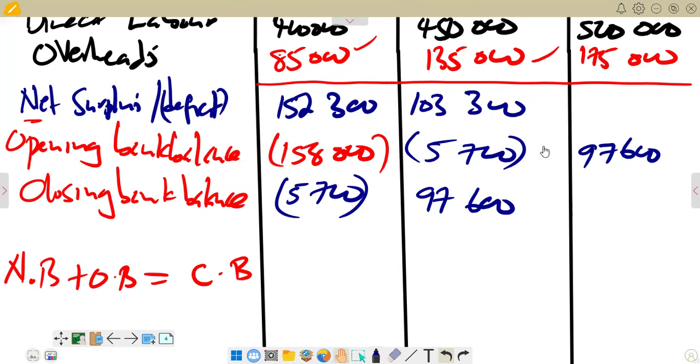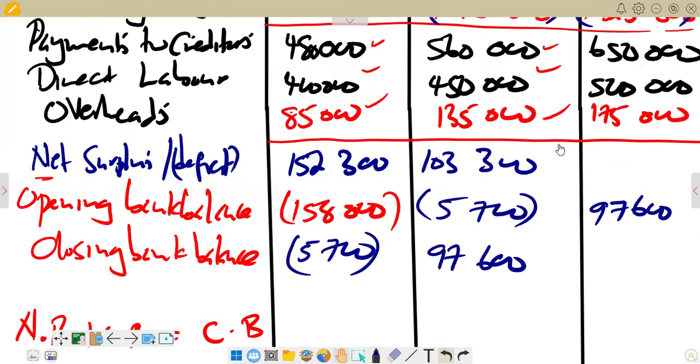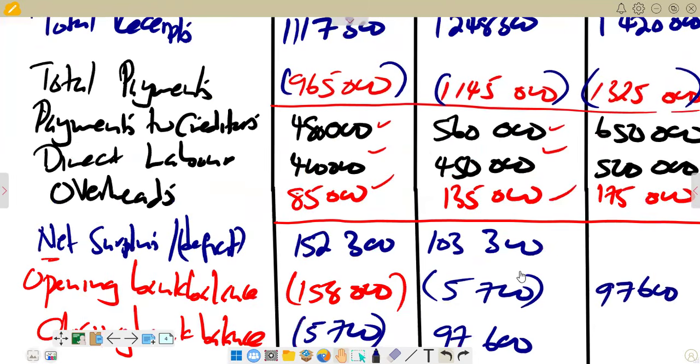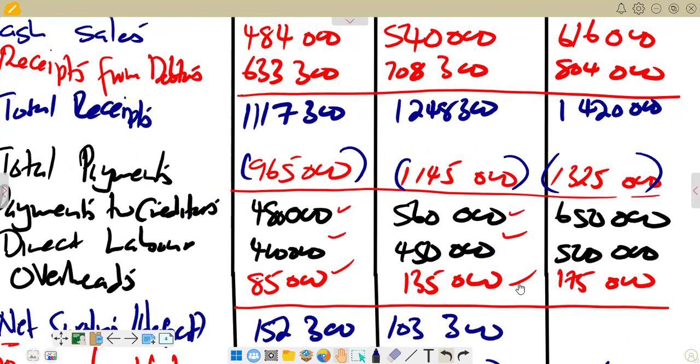Let's try to see. To get that figure, we said, you try to calculate that one. We said 1,420,000 minus 1,325,000. So we just calculate 1,420,000 and then you subtract 1,325,000. We get 95,000, which is a positive one. So we can just correct that, and then we move on to calculate the closing balance.